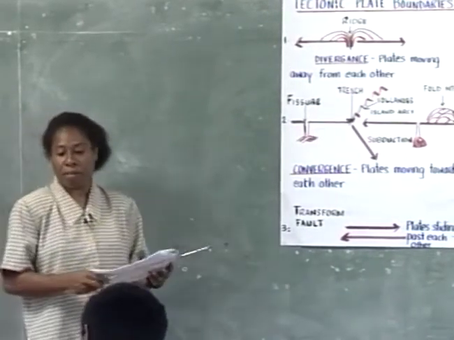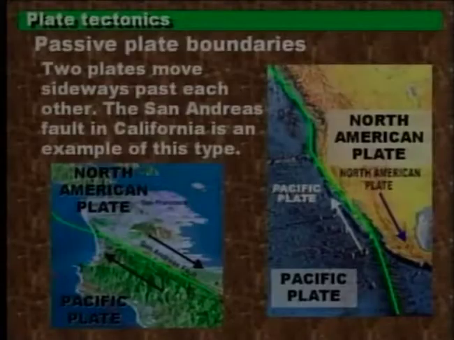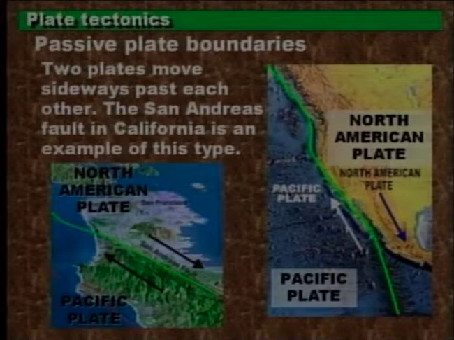The passive plate boundaries, that's where two plates actually move sideways past each other. And a good example as given is that of the St. Andreas Fault in California. And here we are looking at the North American plate, which is actually moving towards the south, and the Pacific plate towards the north. And along this area here then, we have the fault, the St. Andreas Fault. And that is an example of a passive or conservative or shear plate boundary or plate margin.